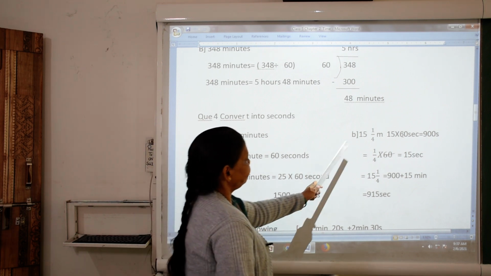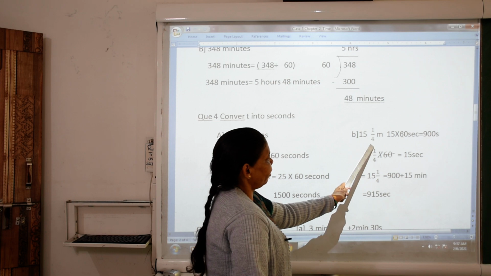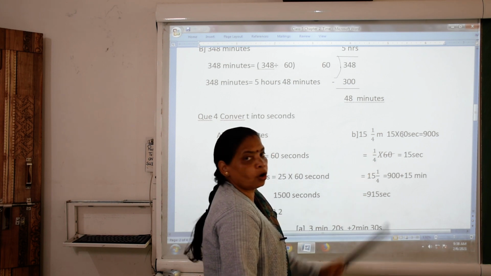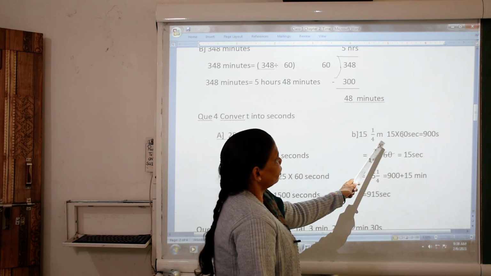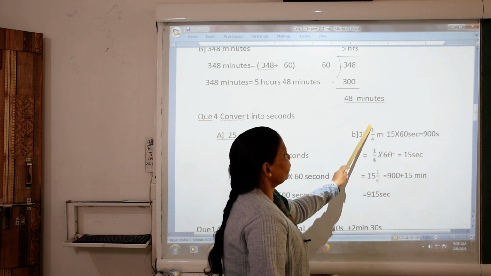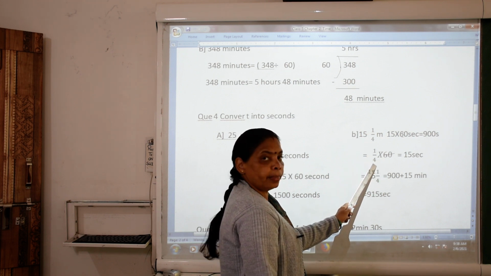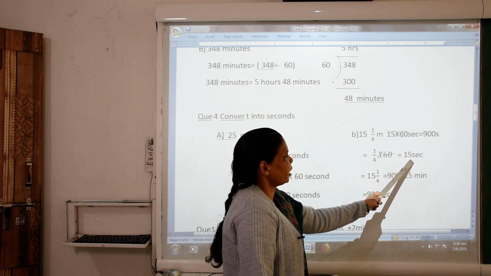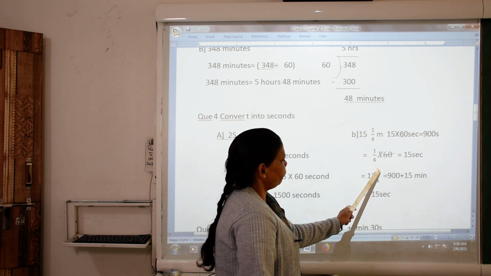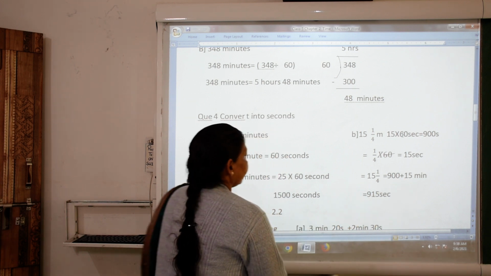One more example is there. 15 1 by 4. So 15 is minutes and 1 by 4 is a quarter of 60, which is seconds. So you multiply 15 by 60 and you will get 900 seconds. And what do we do with this 1 upon 4? We will divide 60 by 4, so you will get 15 seconds. 1 upon 4 means 15 seconds. So 1 by 4 is equal to 900 plus 15, so there are 915 seconds.